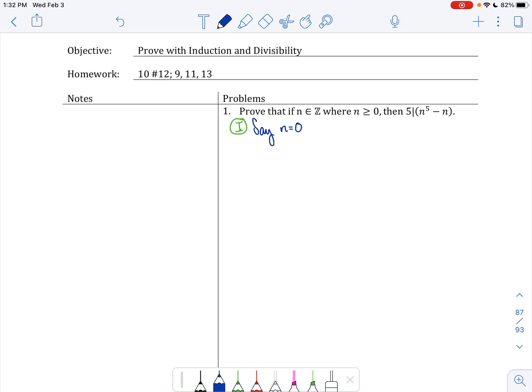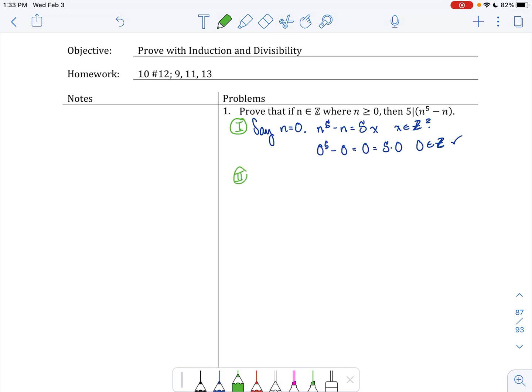That's why we talked about base case is usually 1, but occasionally it will be something different. So say n is equal to 0. Then what we want to show is that n to the 5th minus n is equal to 5x for x in the integers. So this is the question, is this true? Well, we've got 0 to the 5th minus 0, which is equal to 0, is equal to 5 times 0. 0 is an element of the integers, so that's just fine.